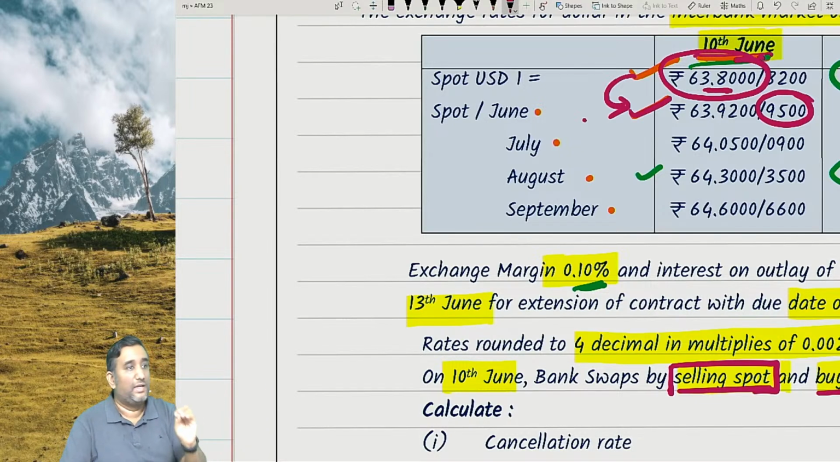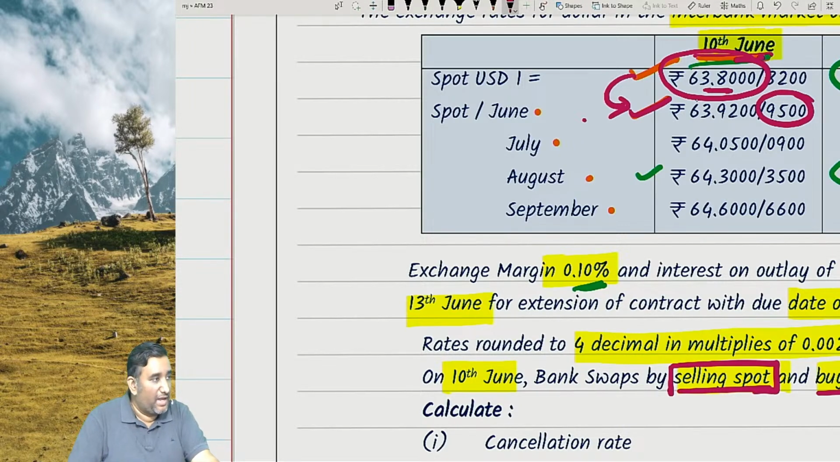It is not 1 month. It is the nearest rate possible which comes out. So it's 63.9500. That means swap would be bank sell at what rate? 63.8000. Bank will buy at what?